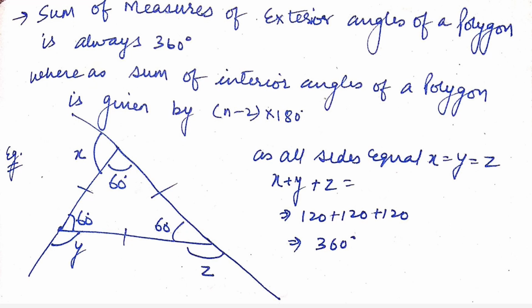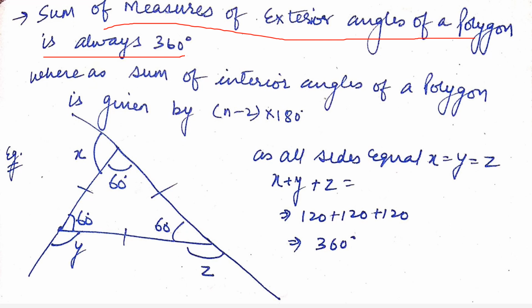Now, the sum of the measures of exterior angles of a polygon is always 360 degrees. It is a very important property. It says that whatever polygon you take, a triangle, quadrilateral, pentagon, hexagon, octagon, whichever polygon you want, the sum of all the exterior angles, the outside angles, will always be equal to how much? 360 degrees.